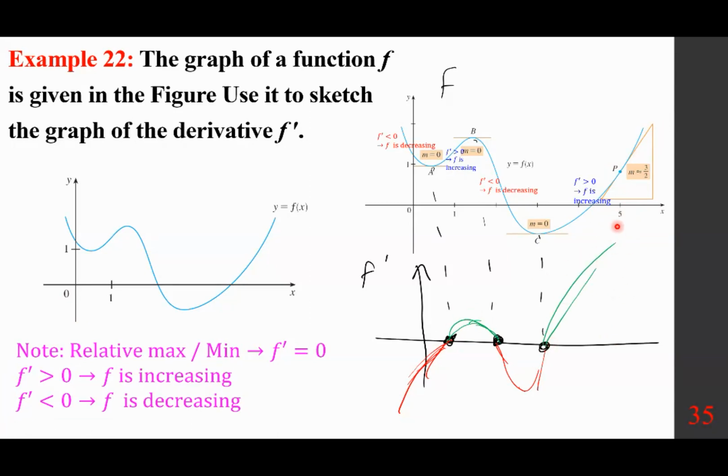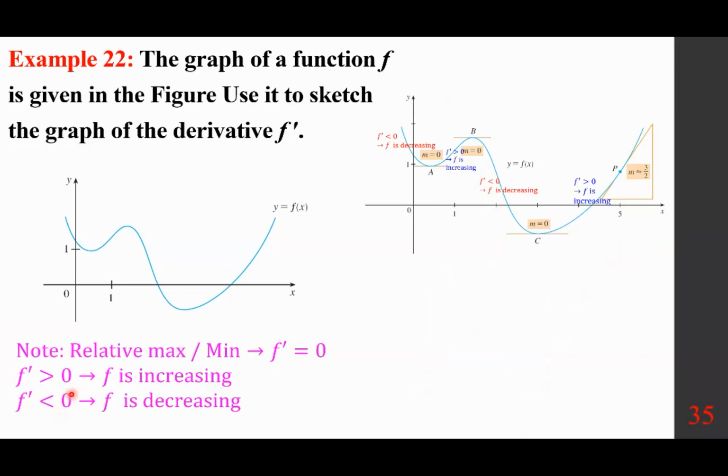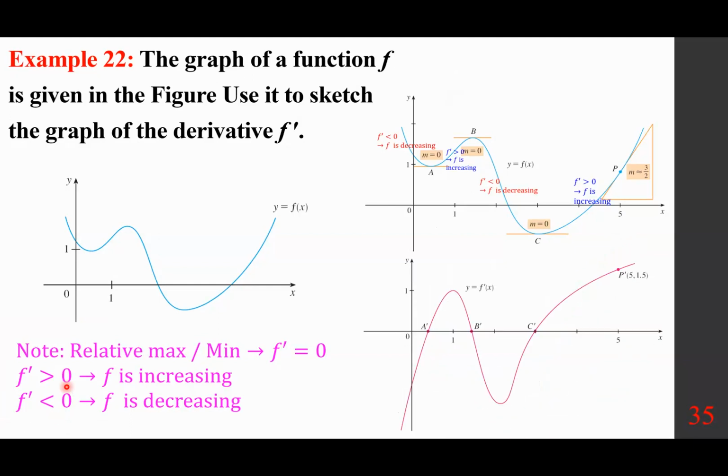Now I'm going to clean up the mess and show you the actual answer. Okay, see, A corresponds to A prime, B to B prime, C to C prime. This corresponds to 5 and 3/2. 3/2 is 1.5, by the way. So this is decreasing below the x-axis. This is decreasing below the x-axis. Increasing above the x-axis. So this is a rough sketch of it.